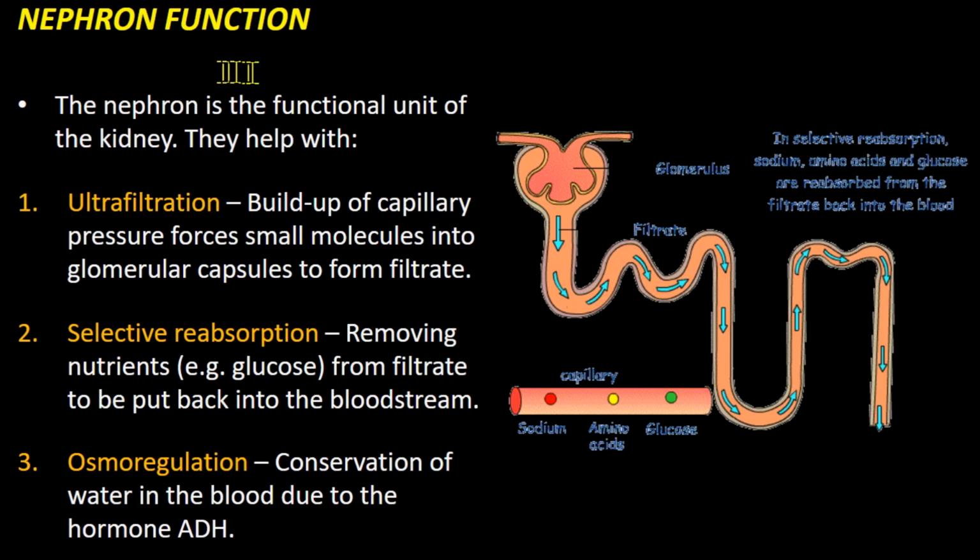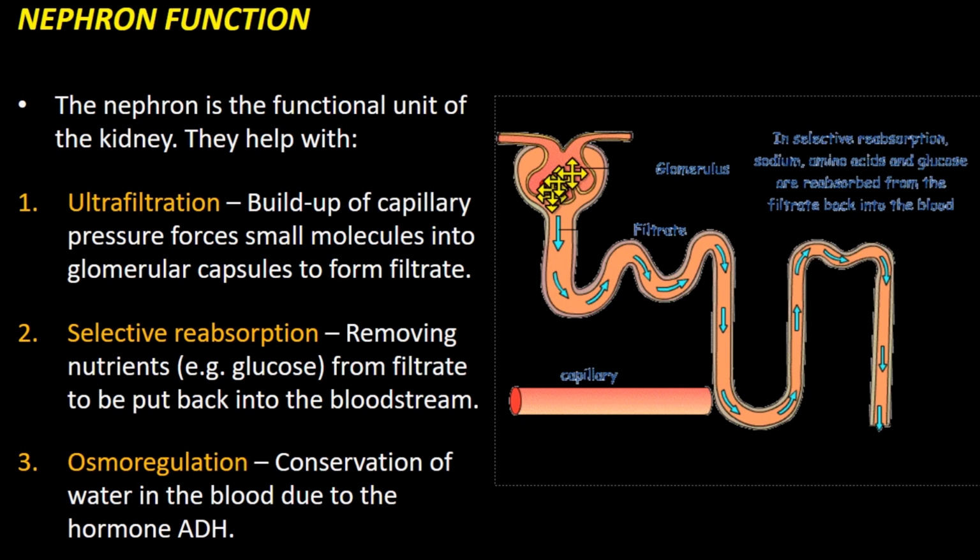Here we have the kidney nephron. So the nephron is the functional unit of the kidney. They help with ultrafiltration, selective reabsorption, and osmoregulation. Ultrafiltration is the buildup of capillary pressure, which is going to force small molecules into the glomerular capsules to form a filtrate. That's why you're seeing these molecules flowing through here.